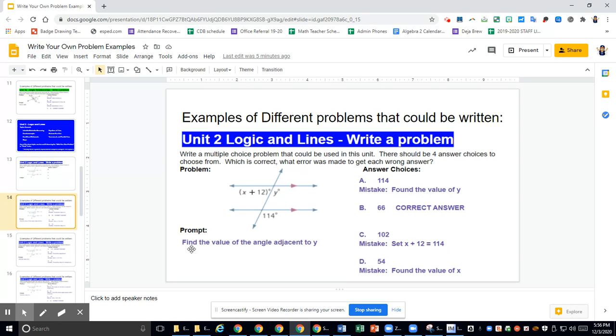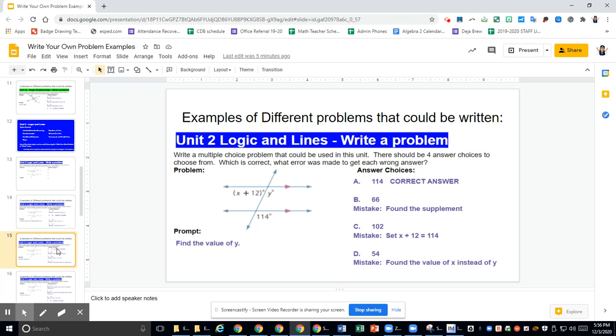The first one, find the value of the angle adjacent to y. So here's y, adjacent to that would be either this angle or this one up here, right? So you have to know that these two are corresponding. So y is 114, and then these two are supplementary, so you just take it away to get your correct answer. And then how do we get these wrong answers?